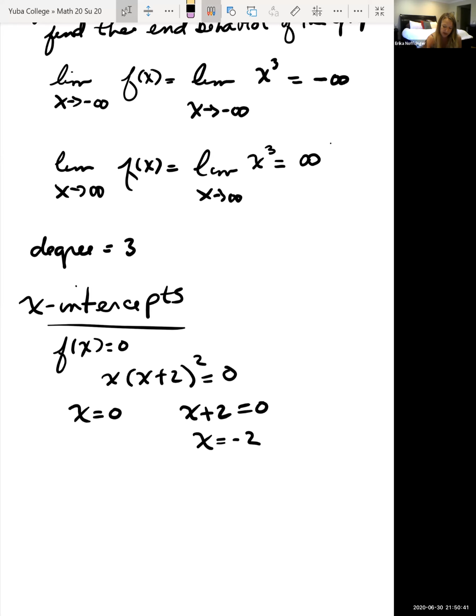x equals 0 has a multiplicity of 1. And x plus 2 has a multiplicity, well, the degree is 2, so of 2. The degree here of x is 1. And so we know at x equals 0, we're going to cross. And at x equals negative 2, we're just going to touch.